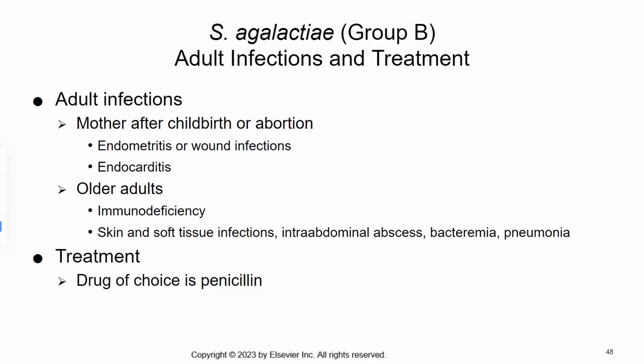Adult infections, mother after childbirth or abortion, can cause endometriosis or wound infections, and even endocarditis. In older adults, there's immunodeficiency, skin and soft tissue infections, intra-abdominal abscesses, bacteremia, pneumonia. The drug of choice is penicillin. Clindamycin can be used as a backup drug.